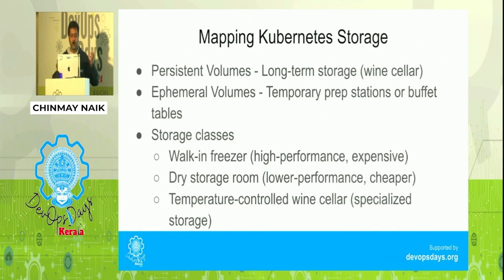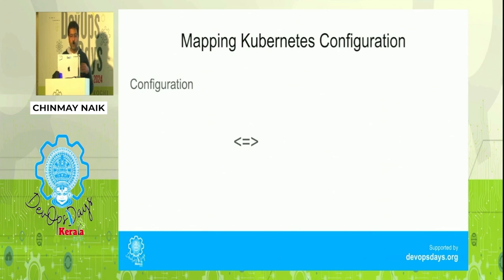And lastly, we talked about specialized storage, which is your temperature controlled wine cellars, or you have a brewing factory next to your massive hotel restaurant, something like that, right? So these are, if you map it to the Kubernetes world, that's how it maps. Quickly, configuration is easy to then map accordingly.